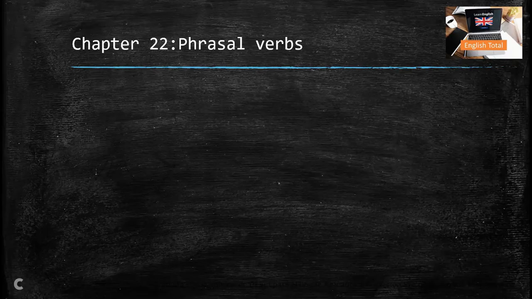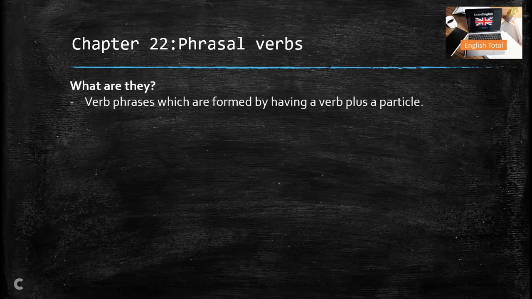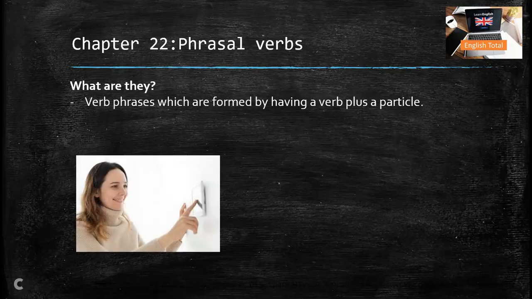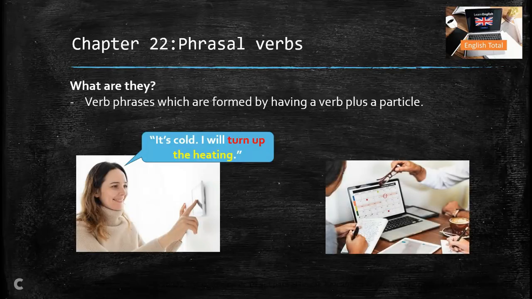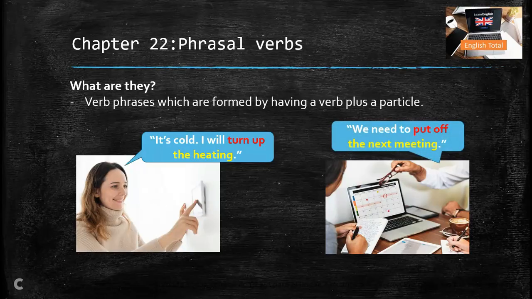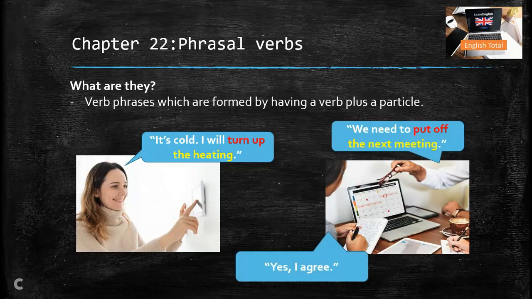Alright then, let's talk about phrasal verbs. These are verb phrases which are formed by a verb plus a particle. They are very common in English. Here are some examples. It's cold. I will turn up the heating. We need to put off the next meeting. I agree.